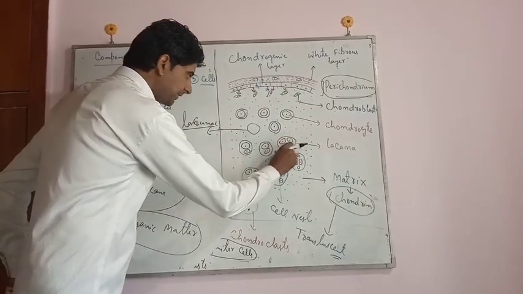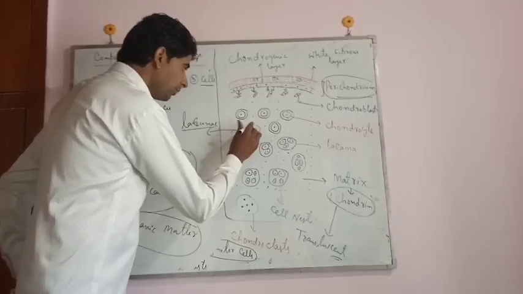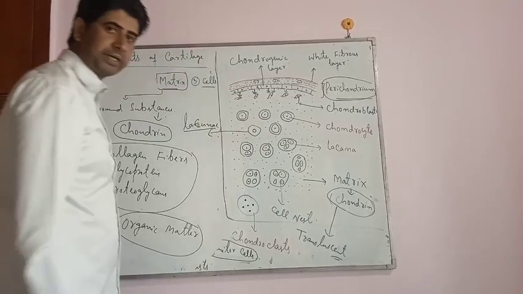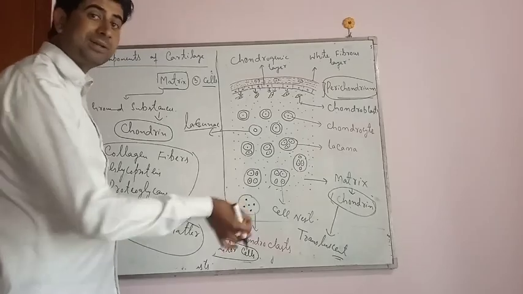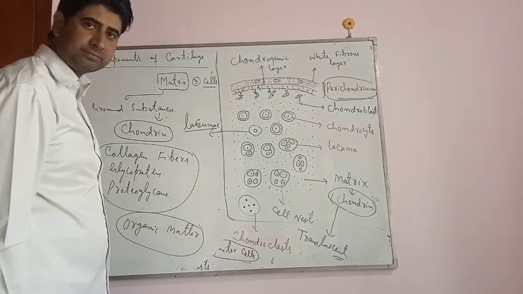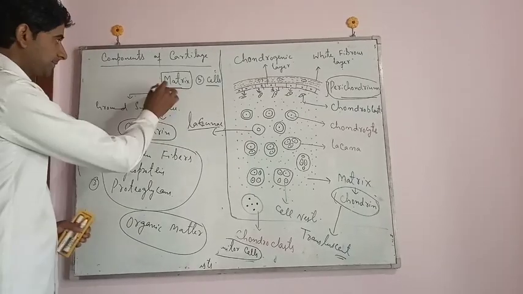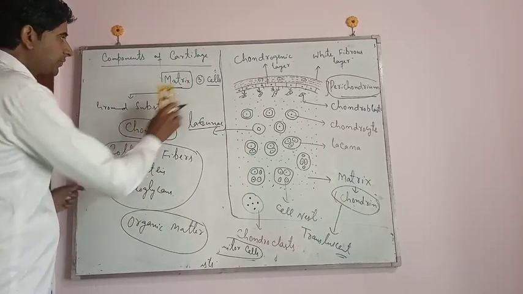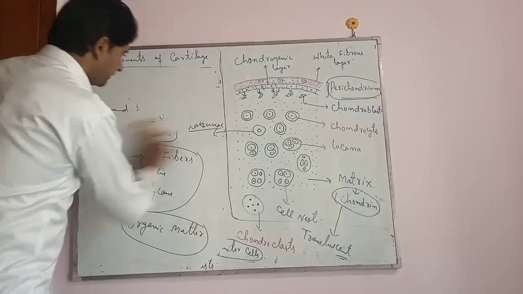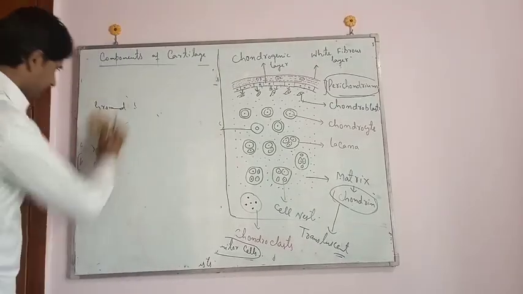So this one is the lacunae और इसके अंदर chondrocytes होते हैं, which are the cartilaginous cells. So that is the second component of the cartilage, that is matrix. Now moving towards the third component of the cartilage, that is cells.